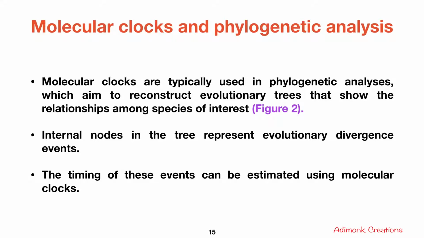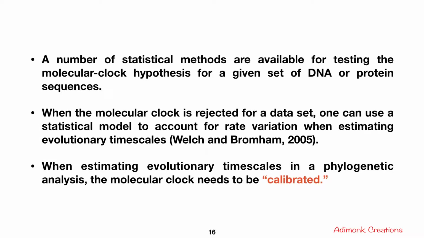So molecular clocks are typically used in phylogenetic analysis, which aims to reconstruct evolutionary trees that show relationships among species of interest, and we will be seeing this in the next figure 2. So internal nodes in the tree represent evolutionary divergence events, and the timing of these events can be estimated using molecular clocks. A number of statistical methods are available for testing the molecular clock hypothesis for a given set of DNA or protein sequences.